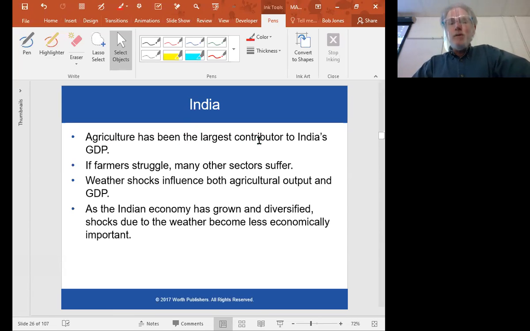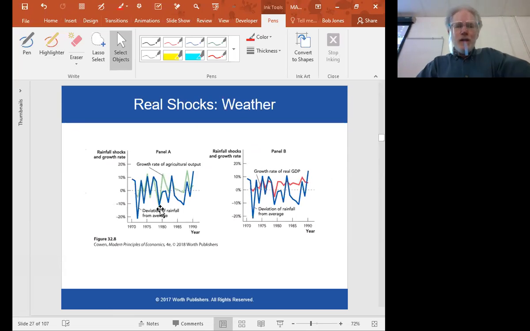Agriculture is the largest contributor to their output. When their agricultural sector has problems, the whole economy is going to have problems. If you look here, the green is the growth rate of agricultural output. Blue is the deviation of rainfall from the average. So when they have more rainfall than normal, output goes up. When they have less, output goes down.